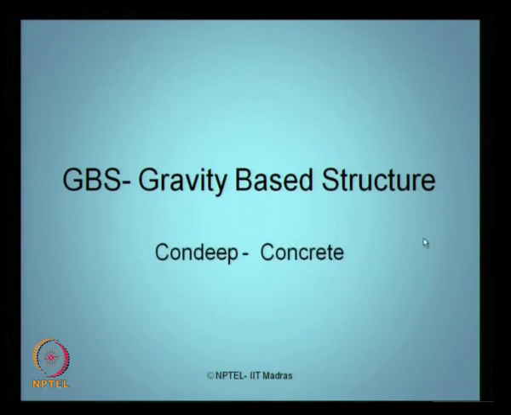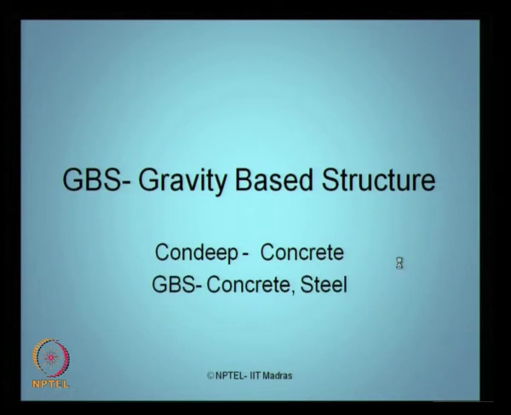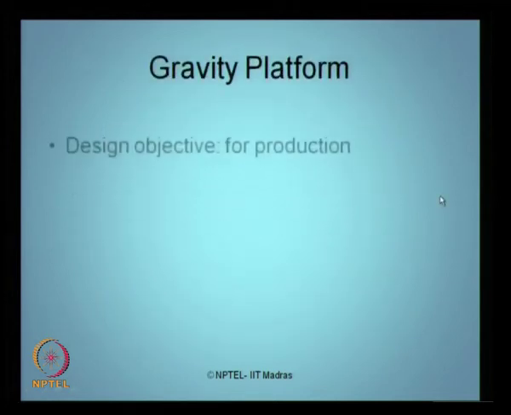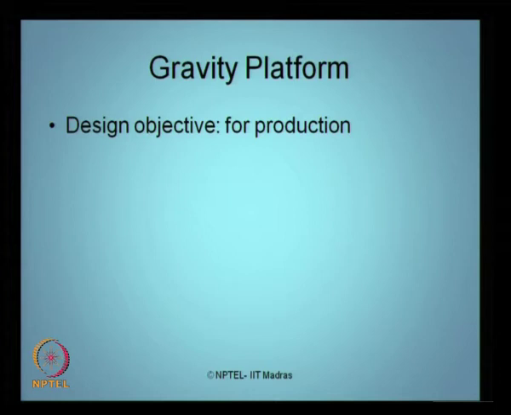Let us look at the first type of fixed type platform, which we call the gravity based structure, briefly named GBS. The material essentially used for constructing these kinds of structures can be either concrete or steel. The picture you see here is a very famous gravity platform, which is Hibernia. Gravity platforms have a very specific design objective. They are essentially meant for production of oil from the reservoirs.